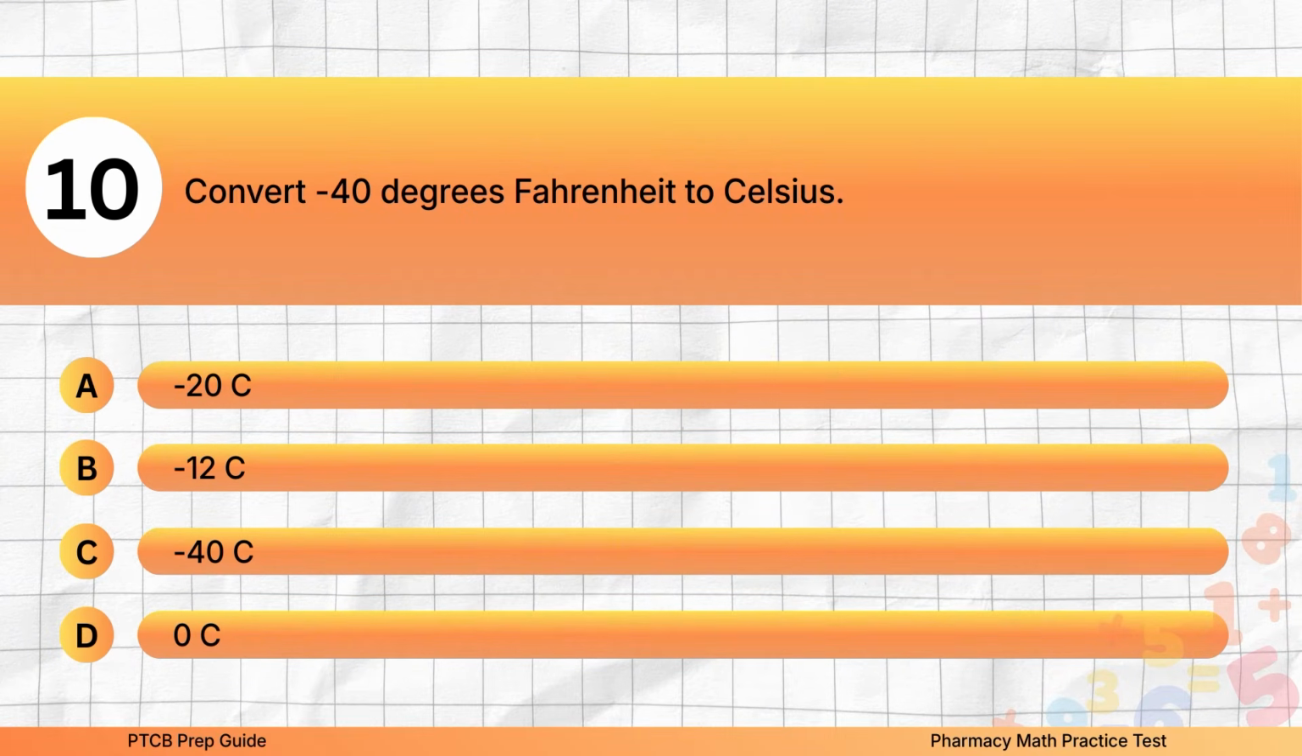Question 10. Convert negative 40 degrees Fahrenheit to Celsius. Final choices. A, negative 20 Celsius. B, negative 12 Celsius. C, negative 40 Celsius. Or D, 0 Celsius. Run the conversion formula, and then let's finish strong with the solution.